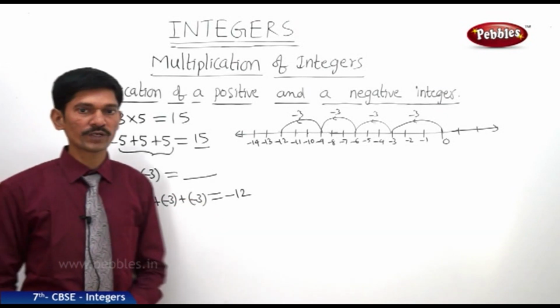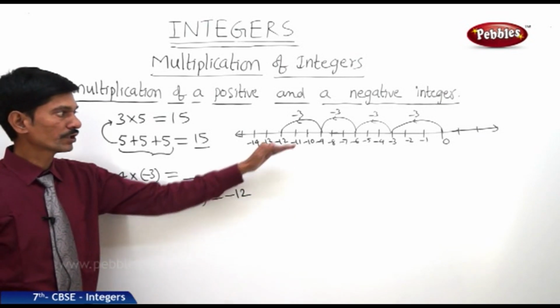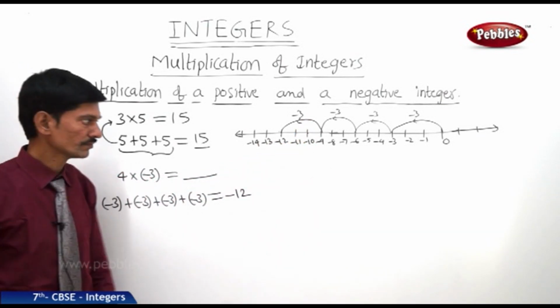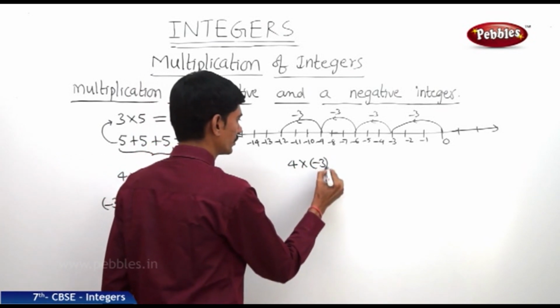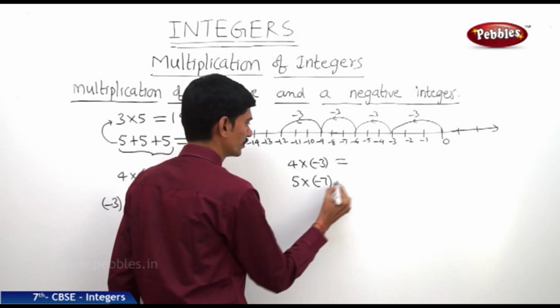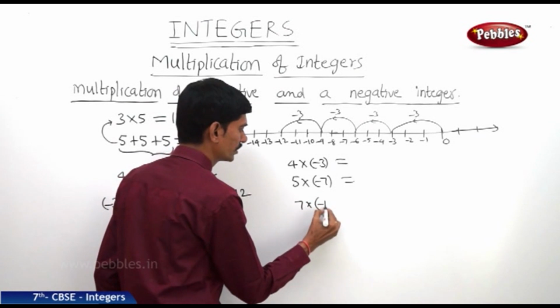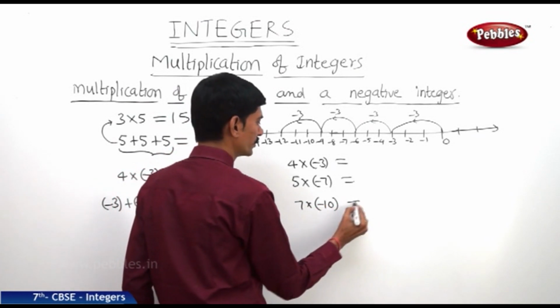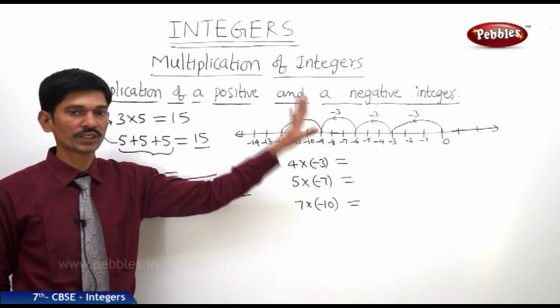But how to multiply a positive integer and a negative integer without using the number line? So if you take 4 into minus 3, or if you take 5 into minus 7, or if you take 7 into minus 10. So how to multiply a positive integer and a negative integer without using the number line?